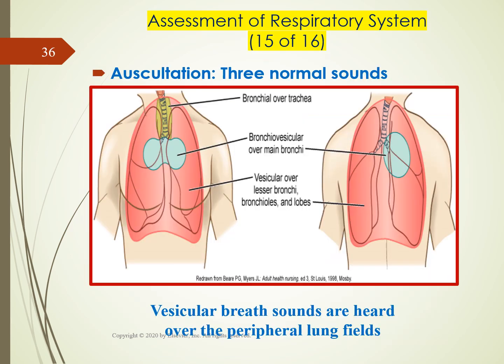When you auscultate, you have three different sounds. You have bronchial sounds that are over the trachea, bronchovesicular are over the main bronchi, and then over the bronchioles you're going to have vesicular breath sounds. So there's different breath sounds: vesicular, bronchovesicular, and bronchial.